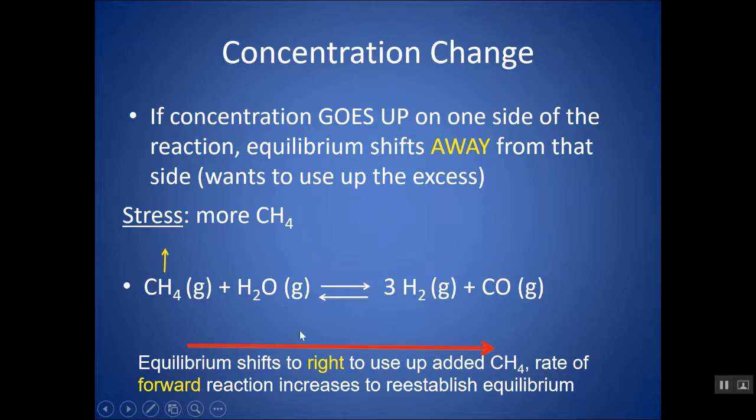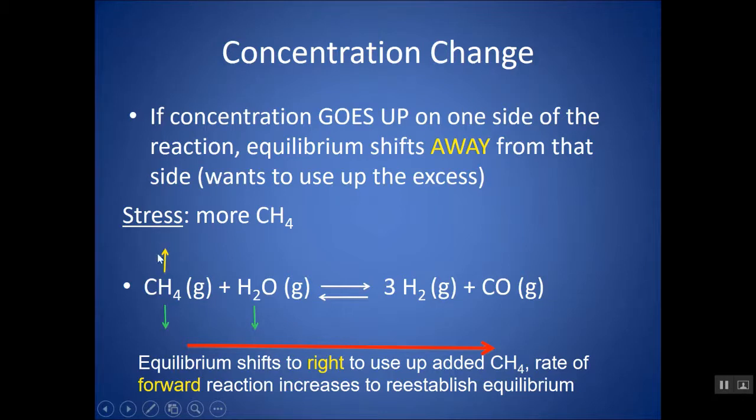What does this mean, shifting to the right? It means the forward reaction rate increases. The forward reaction is occurring now much faster than the reverse reaction, so it's no longer at equilibrium, but it's doing this in order to return to equilibrium. If I'm shifted to the right, what's going to happen to the concentrations of these reactants? I'm pointing away from them. They're going to get used up. So the H2O and the CH4 are going to go down over time.